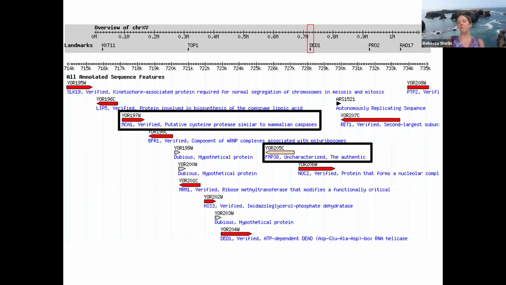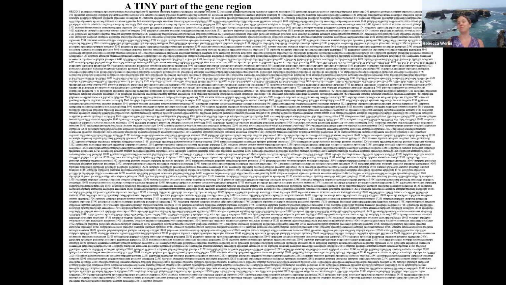So this is a tiny part of a gene region. That's actually more than 24,000 bases that you see there. This is just part of one gene on one chromosome. I mean, that's a lot of information. That is a huge amount of energy that would go into replicating that.